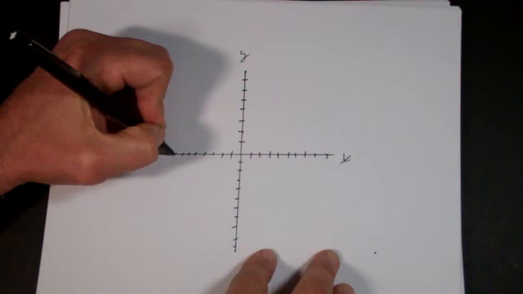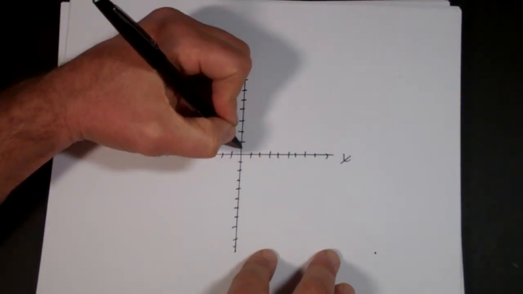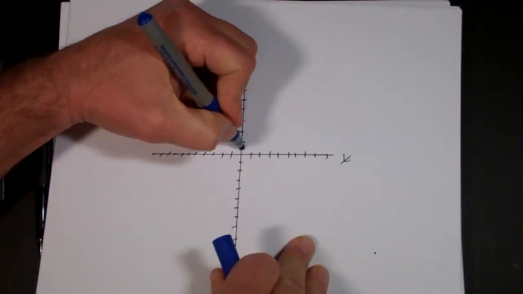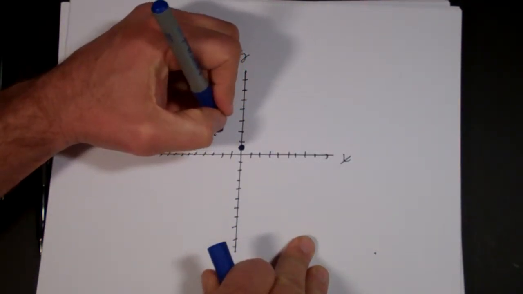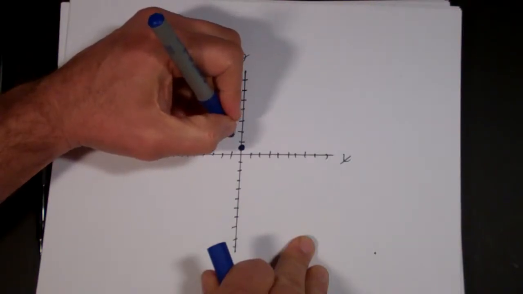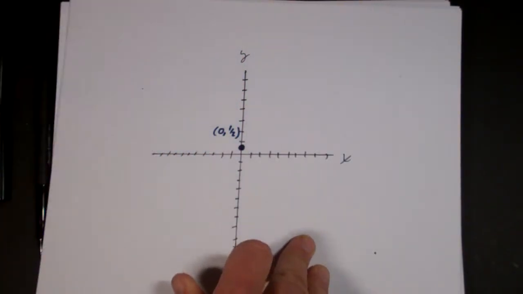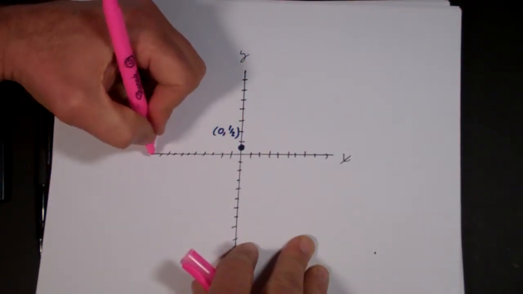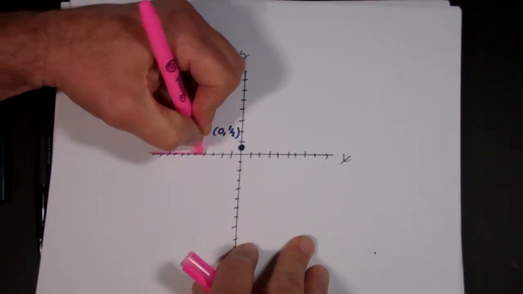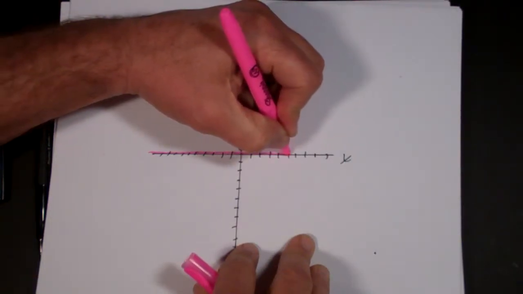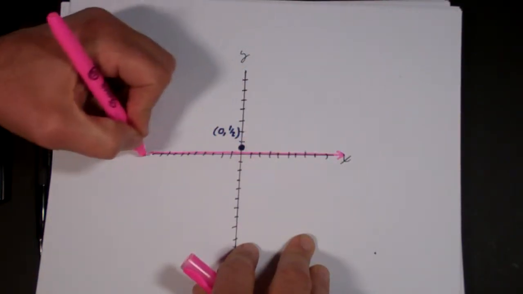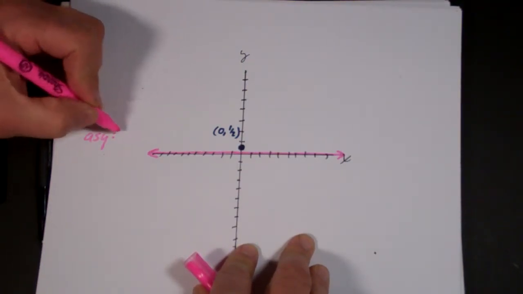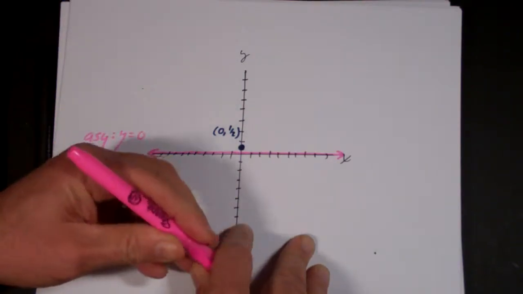Now the first thing I'm going to do is plot the y-intercept. That's this point right here. I'm going to plot these in blue. So that's the point 0, 1/2. Then I'm going to plot the asymptote. The asymptote is going to be a horizontal line. I'm going to draw this in pink. Typically on a graph you often do it as a dotted line, and you label it. I just label it ASY colon y is equal to 0. Everyone's going to know what I mean there.